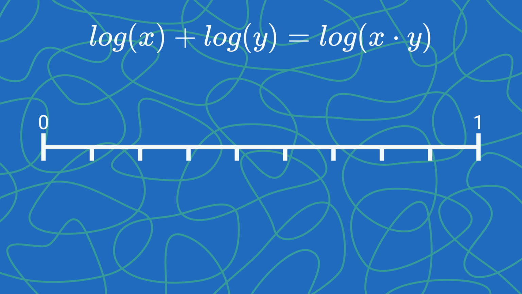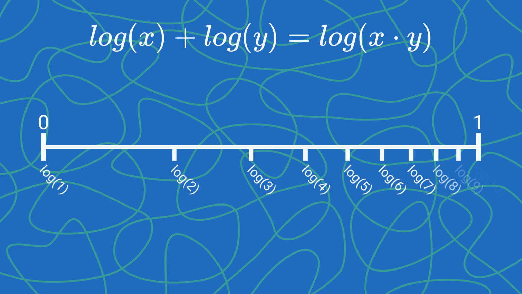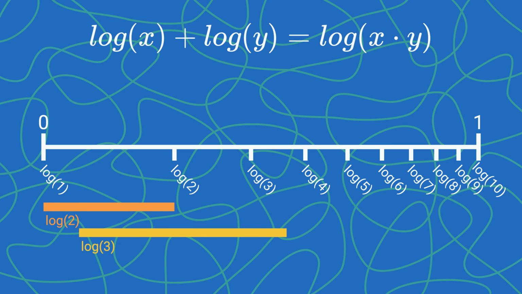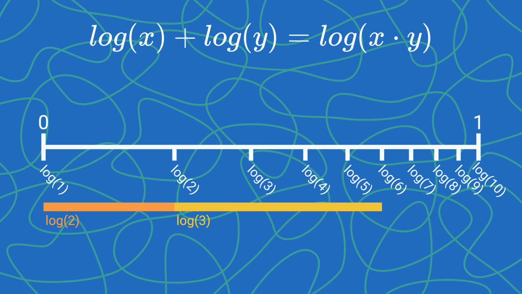What is the magic behind the C and D scales? The answer is logarithms. We won't get too deep into what logarithms are, but there is one special property we care about, namely log of x plus log of y is equal to log of x times y. Let's take a number line from 0 to 1. If we take the log base 10 of 1 to 10, we get these values. Now you can see that the slide rule is just adding two logarithms by placing them side by side, giving us a quick way to estimate multiplication.